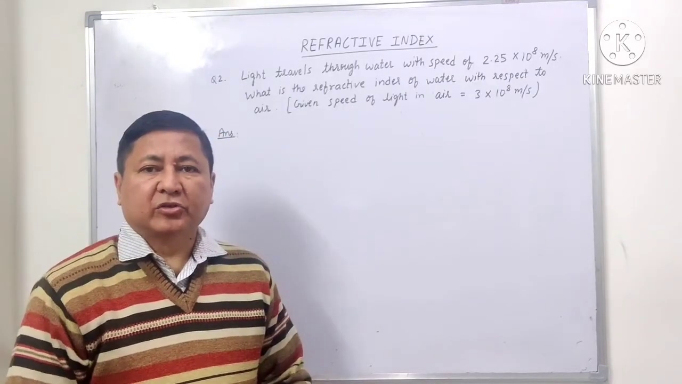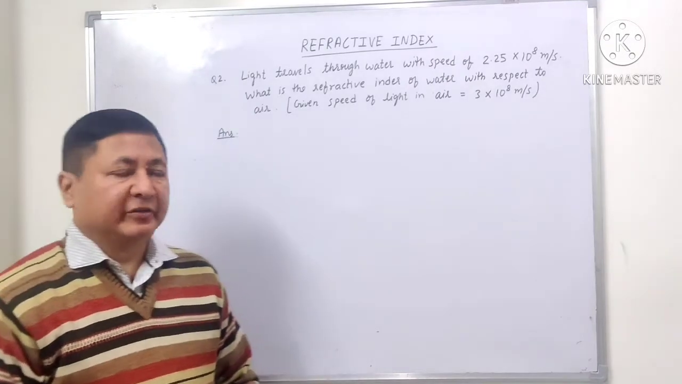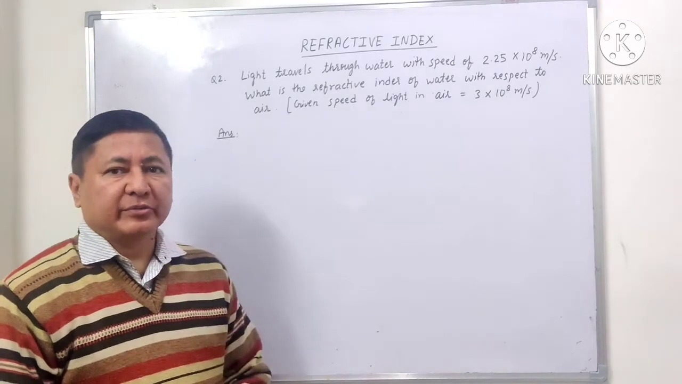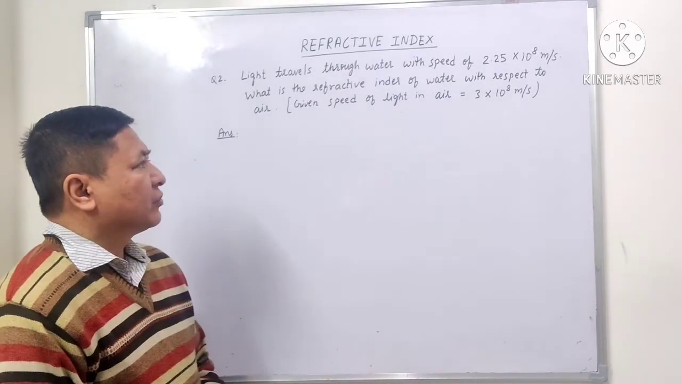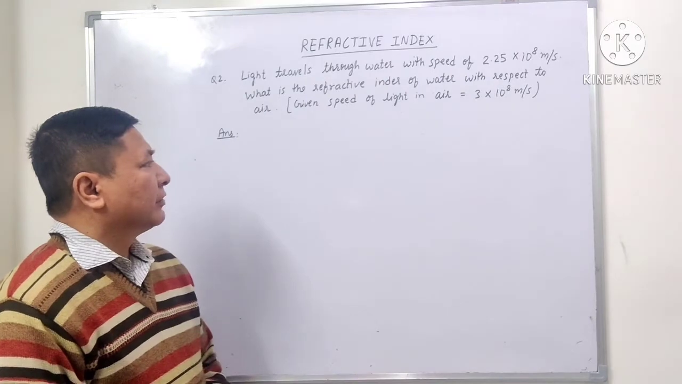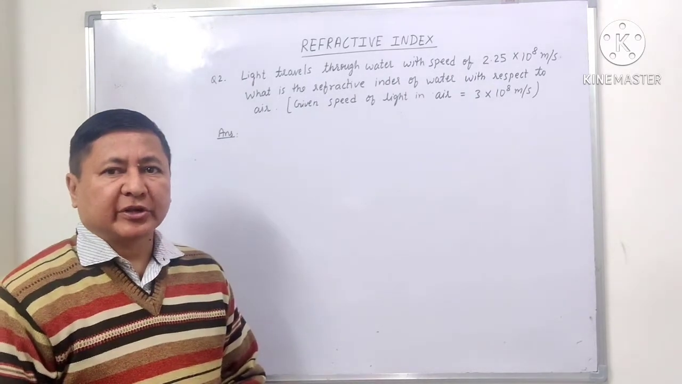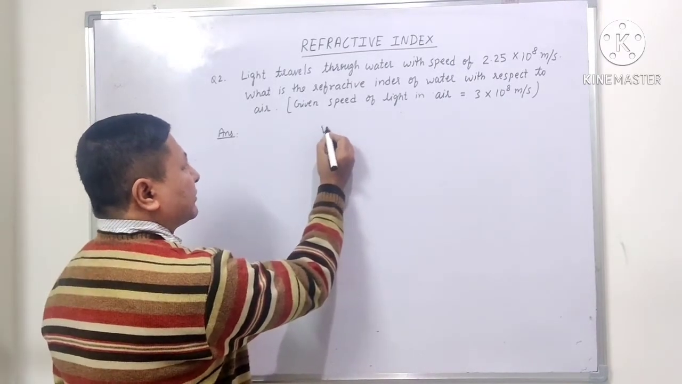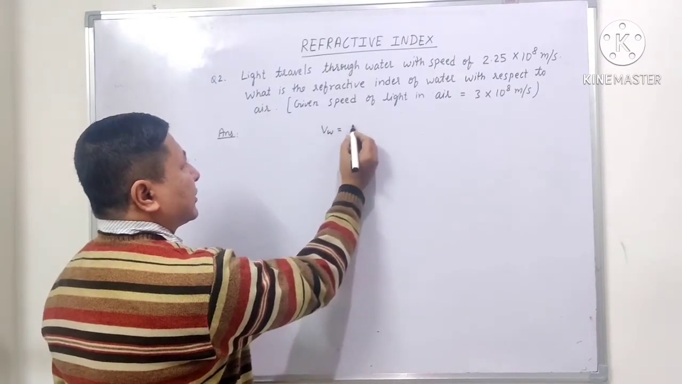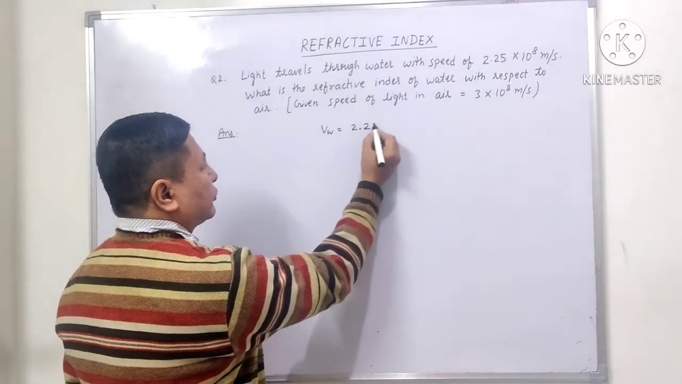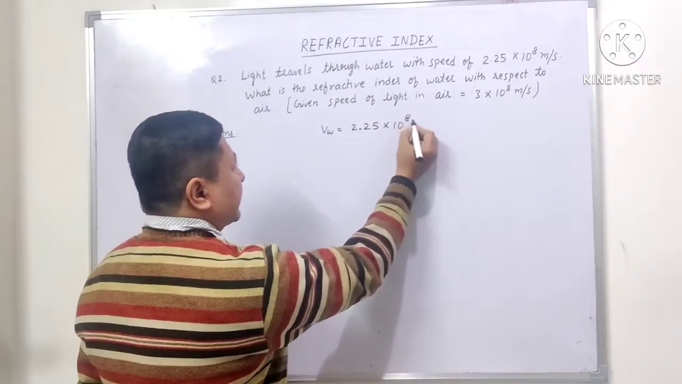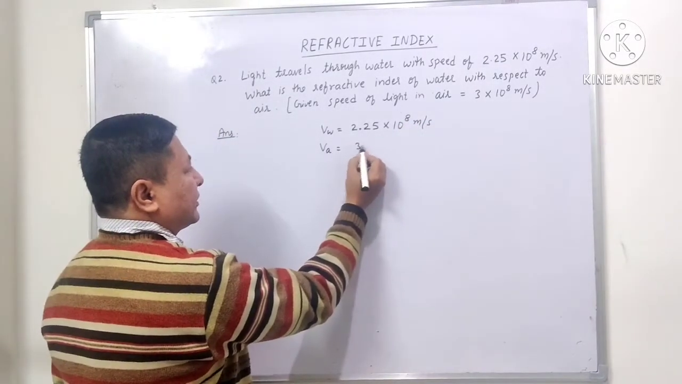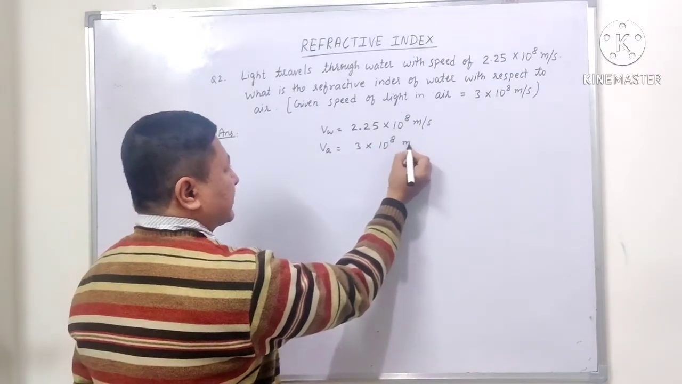Now let us solve the second numerical based on refractive index. Light travels through water with a speed of 2.25 into 10 raised to 8 meter per second. What is the refractive index of water with respect to air? Given the speed of light in air is 3 into 10 raised to 8 meter per second. Now in this it is given that the speed of light in water is 2.25 into 10 raised to 8 meter per second, and the speed of light in air is 3 into 10 raised to 8 meter per second.